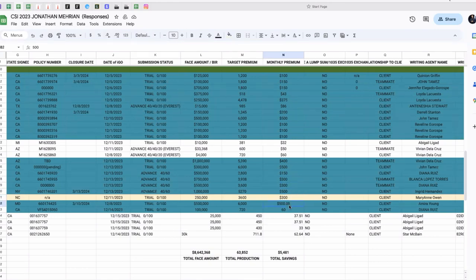Right? Amira, awesome job, Amira. 500 for a $500,000 policy, right? It's an IUL. Good job. Diana Ruiz, 60. Abby coming in with a lot of Everest. I like that. Star McBain, right? Came in with an Everest app as well. So if it's not in the CSI, it's hard for us to know what you've done or to recognize, right?